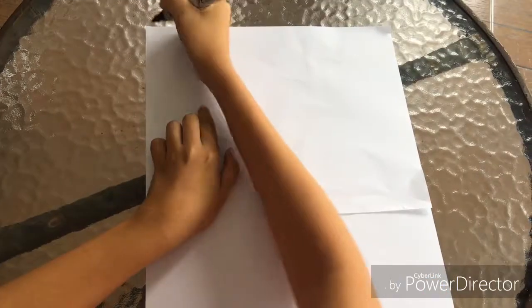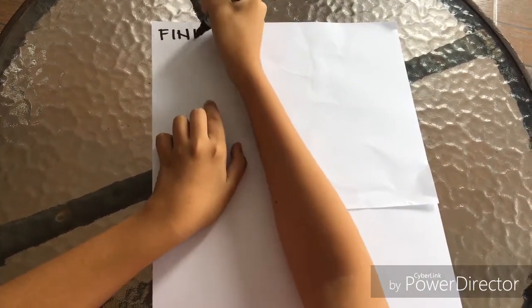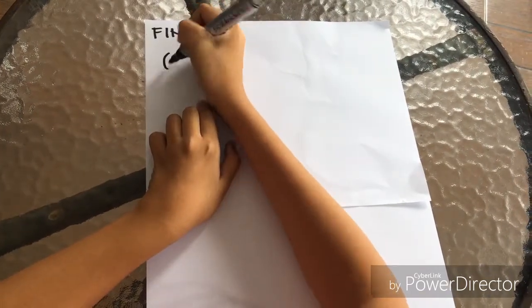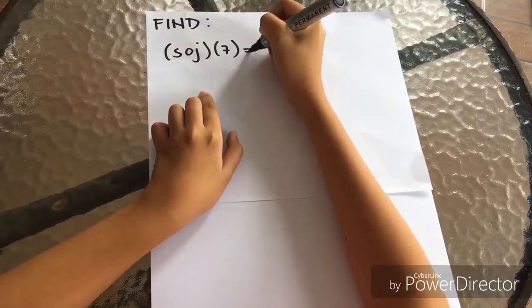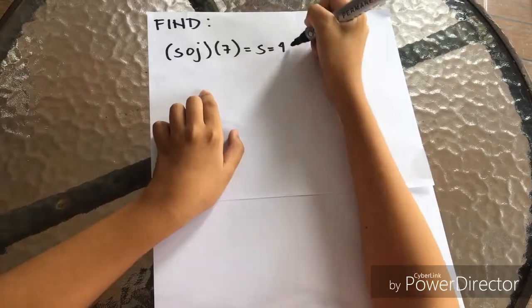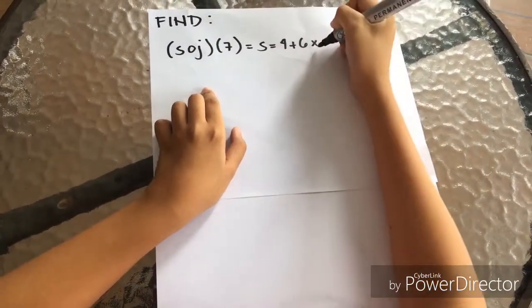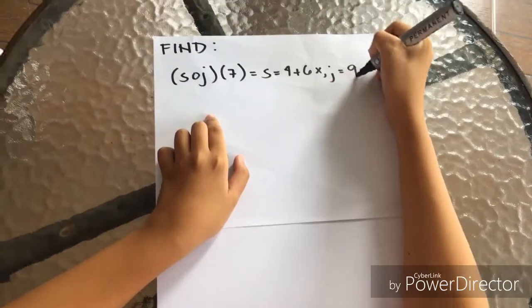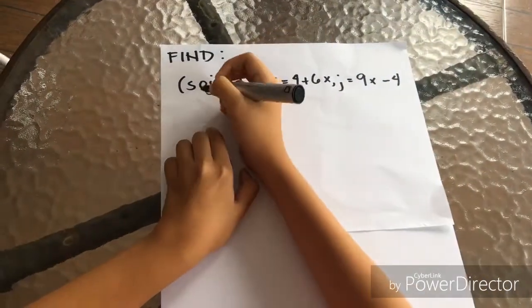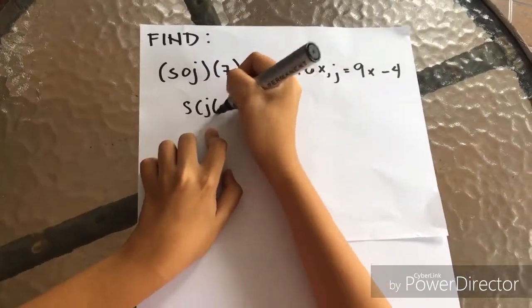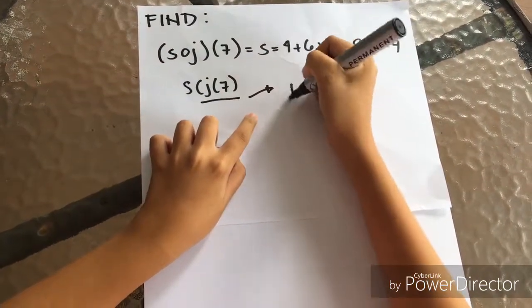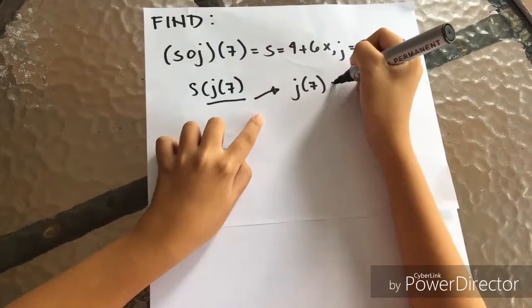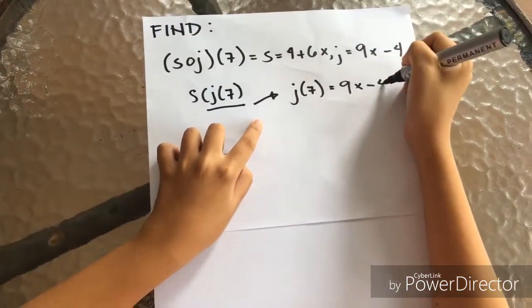Problem number 2. For this problem, we need to find S composite J of 7 if S is equal to 4 plus 6x and J is equal to 9x minus 4. S of J of 7, so we need to first solve J of 7. J of 7 is equal to 9x minus 4.